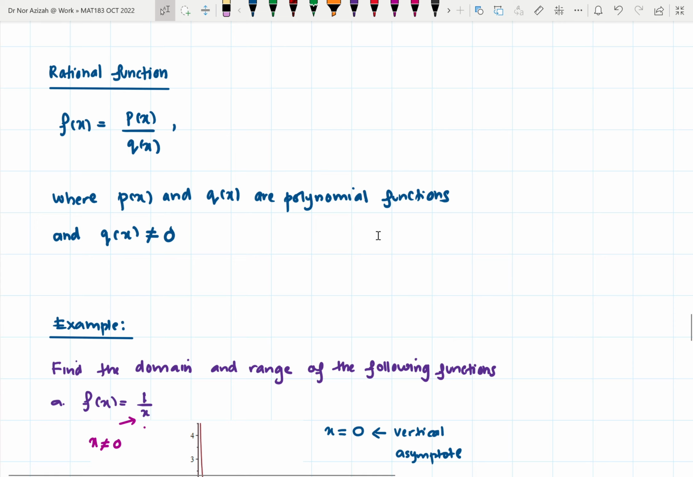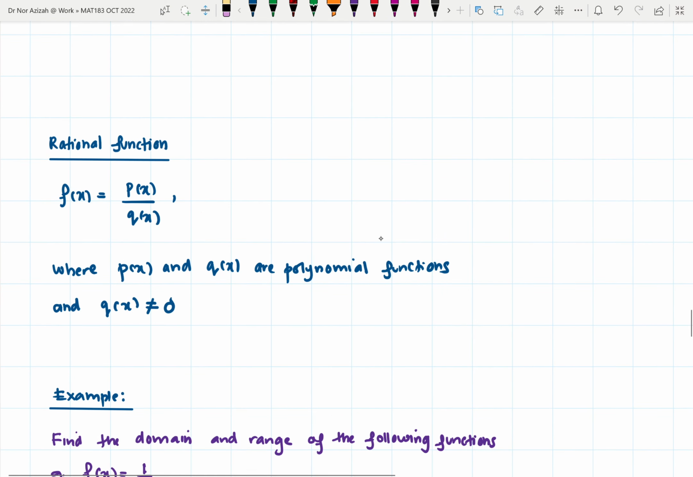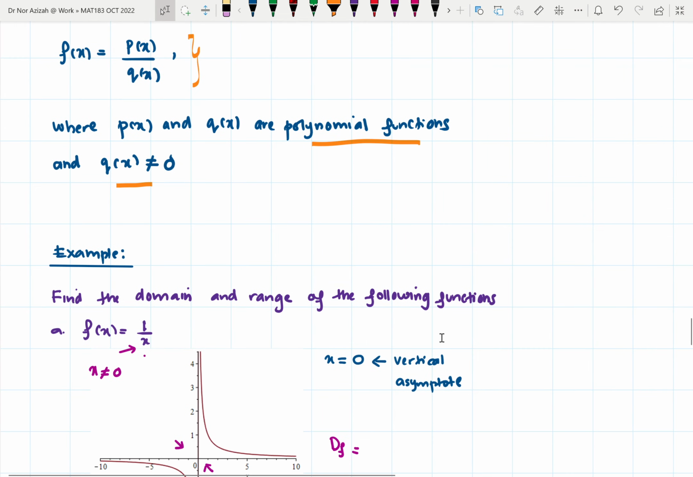Okay, so next is rational function. A rational function is of the form f(x) equals p(x) over q(x), where p(x) and q(x) are polynomial functions and q(x) is not equal to 0. For example here, you need to find the domain and range of the following function.